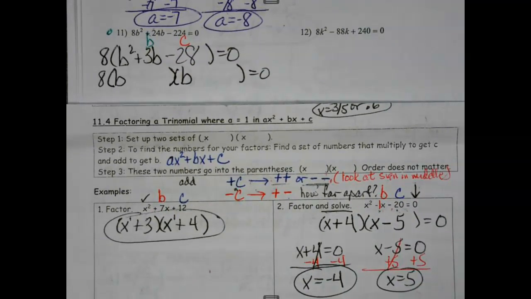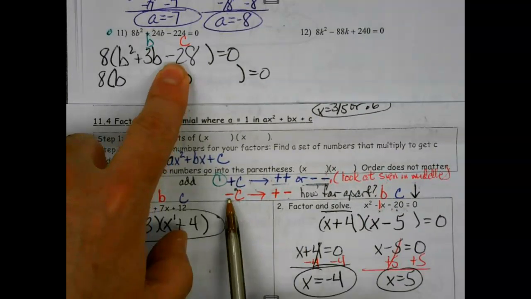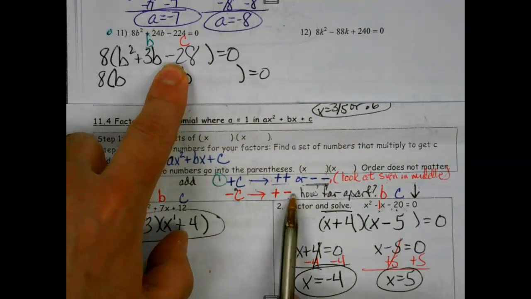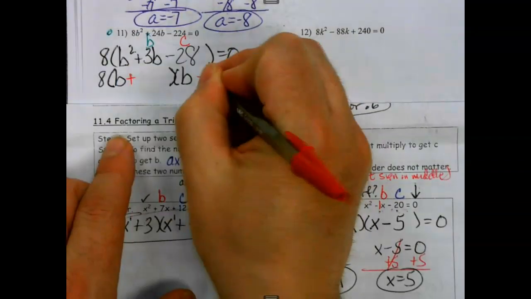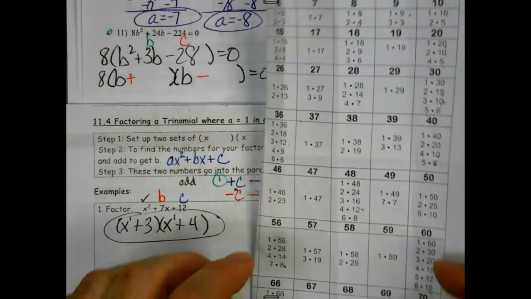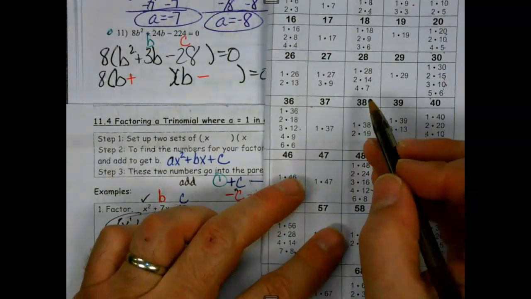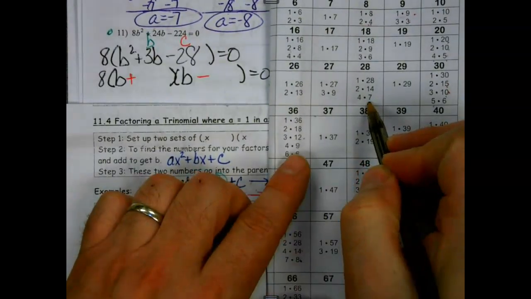Same thing. Look at the sign of C. Okay, it's negative. Positive, negative. All right. Positive, negative. Positive, negative. So let me find my 28 here. All right, 28. Here's my 28 box. Again, this is just at the back of your notes, unless you ripped it out like me.